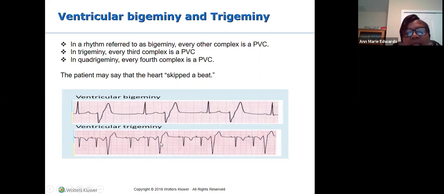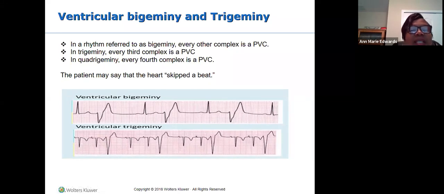2 normal and a PVC. So this is 3. Normal, normal, PVC. Normal, normal, PVC. So that's your ventricular trigeminy.